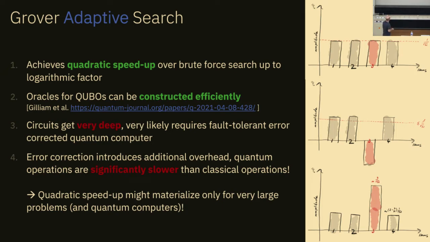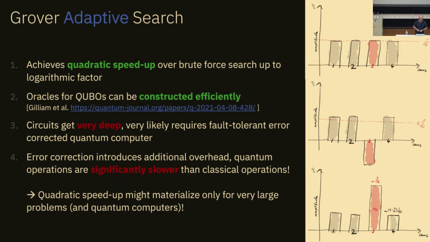Now, to summarize this, Grover adaptive search is nice, except for this logarithmic overhead. It gives you the quadratic speedup. We know for QUBOs, for example, how these oracles can be constructed efficiently. And that's on the positive side. On the negative side, the circuits become very long because you have to run the Grover oracles like square root of n times at the maximum. And that is still exponential, right? It's a quadratic speedup for an exponential problem.